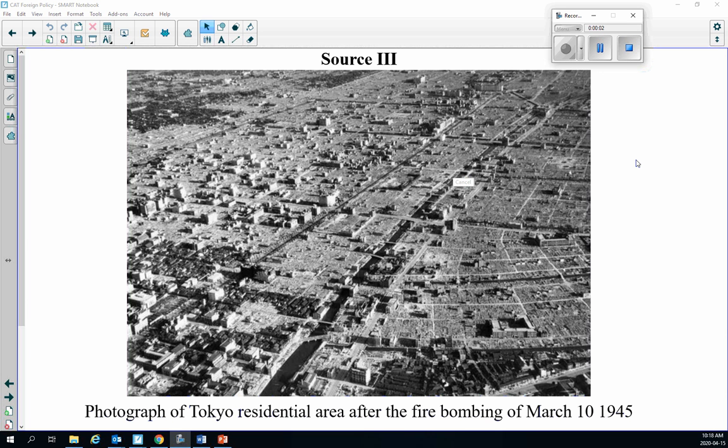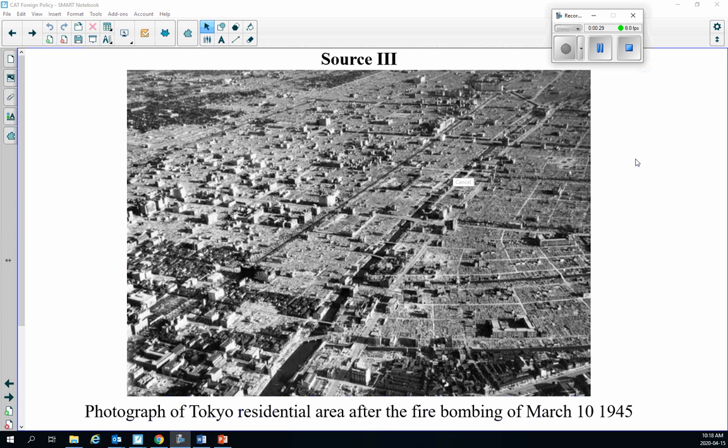Social Studies 20-2. We're looking at source number 3 today in our look at foreign policy. It is a photograph, as you can see, of a Tokyo residential area after the American firebombing of March 10th, 1945. Tokyo, Japan, of course. So you might talk a bit about what it means to firebomb a residential area.